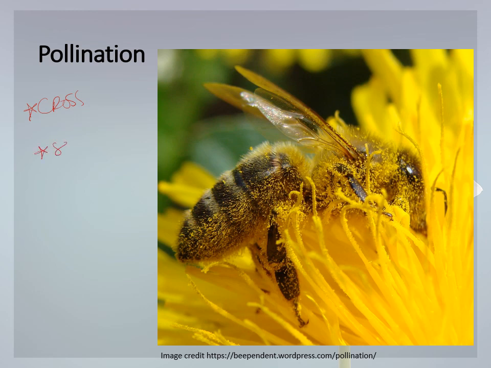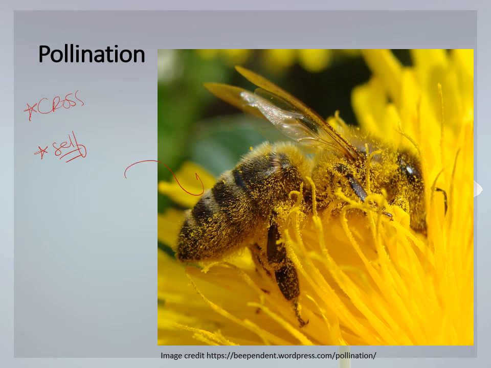Some plants can also carry out self-fertilization, where pollen from the anther will stay in that same flower and go to the stigma of that same flower. We're not increasing genetic variation, but we still get plant babies, so that's a win.